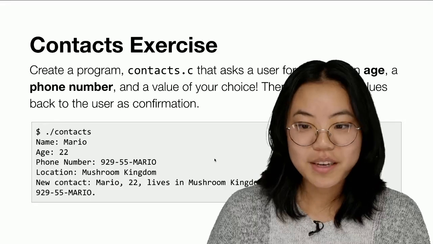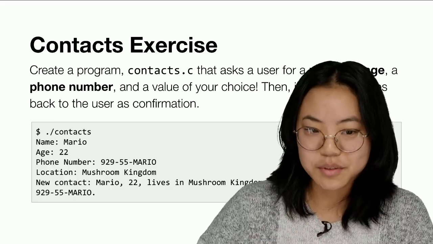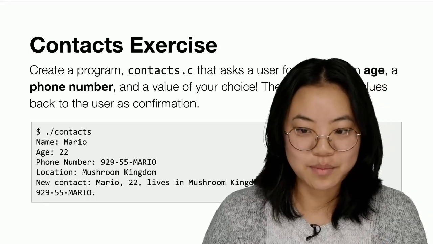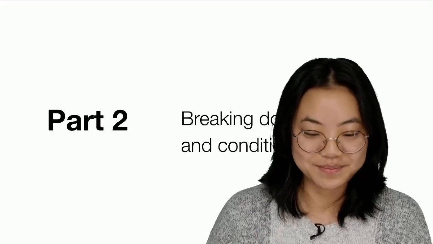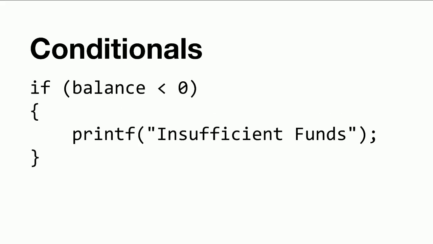So now that we've gotten some practice with printing variables and getting input, let's move on to some more things that we can implement in our code. So we're going to talk a bit about loops and conditionals now. So conditionals: we want some code to run, but only under a certain condition.